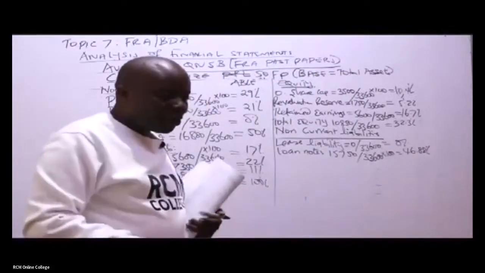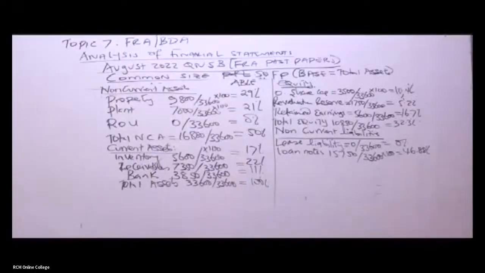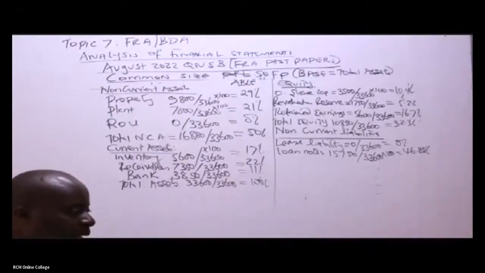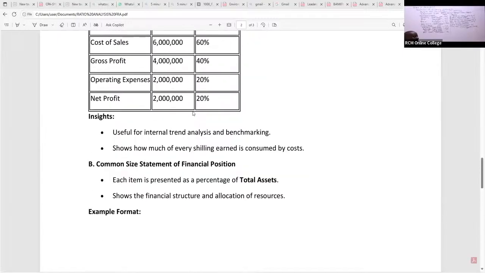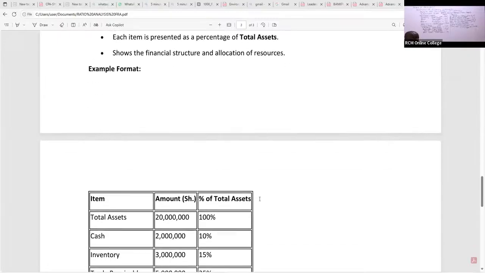So please remember, when we began, we introduced this topic and we were able to give the rules of the game. Every game has its own rules. If I just share back this handout, we said like this: common size statement of financial position. Each item is presented as a percentage of total assets. It shows the financial structure and allocation of resources.